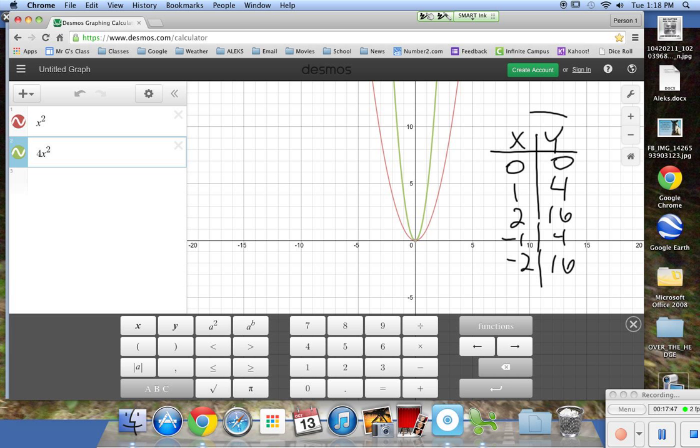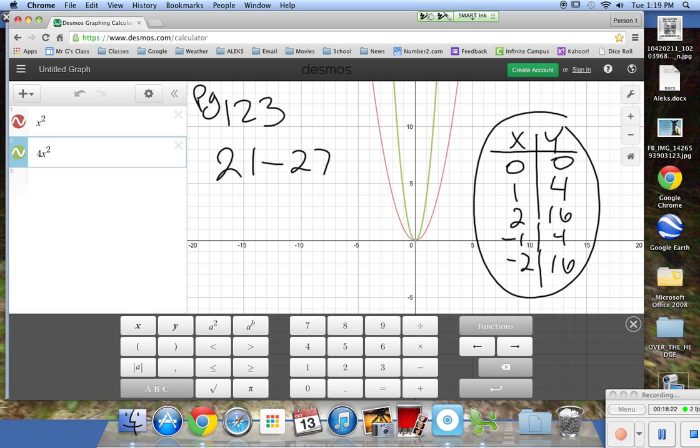As long as you know how to do this and you can determine that graph, I'm good with it. All right? If you're not sure how to do this, then use numbers like this to determine what it is. See if you can figure it out. See if you come up with the same coordinates you would see on Desmos. All right? So what I want you to do is 21 through 27, page 123. Okay?